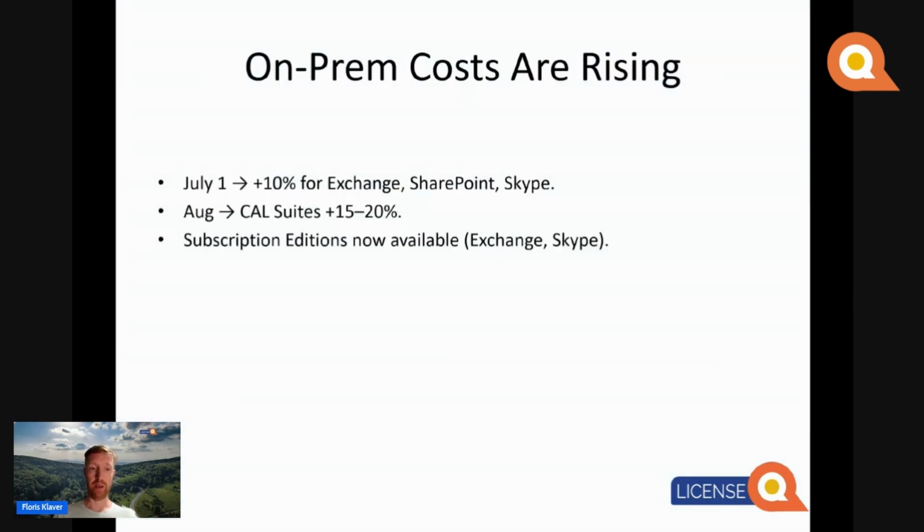Now, additionally, over the past months, some adjustments were made on the on-premise old school licenses that Microsoft is offering. Yeah, those still exist. People still buy those. There's a lot of companies that deal with those. So July 1st, Microsoft announced a 10% uplift in Exchange, SharePoint, and Skype, mainly having to deal with the latest point that I will talk about in a sec. But the month after, they also increased the client access license suites by 15 to 20%.